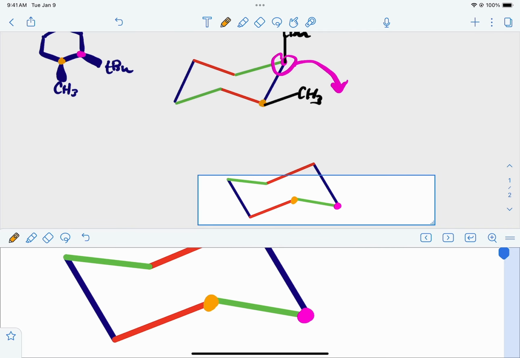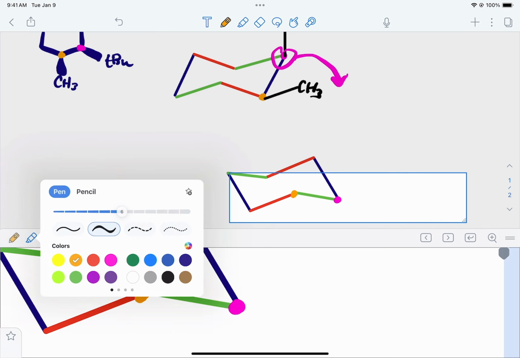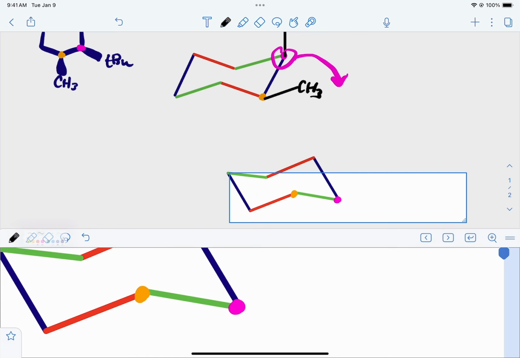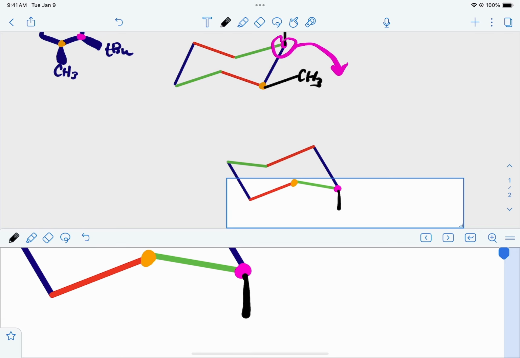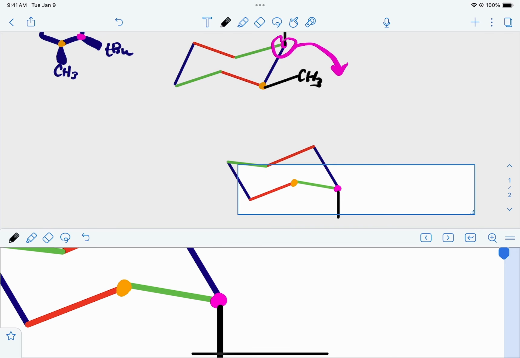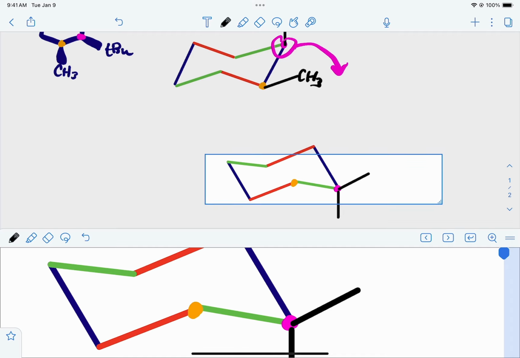All right, again, on the pink carbon, now it's a downward facing vertex. It was an upward facing vertex before. Now it's a downward facing vertex. So that means that the axial is straight down, and the equatorial goes parallel to red, which is like that. And then on the orange, it's an upward facing vertex. So axial goes straight up.